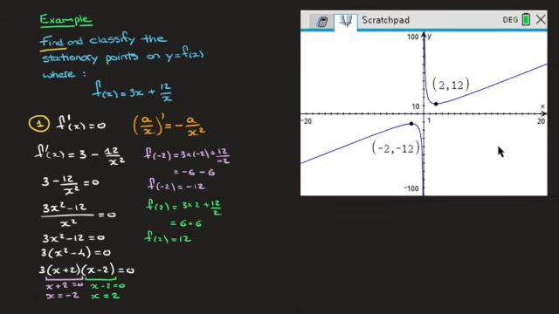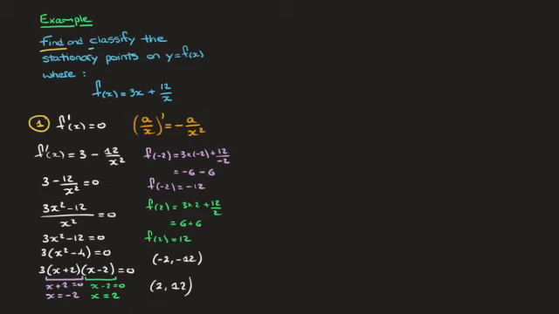And they have coordinates -2, -12, and 2, 12. Okay, now that we've found the stationary points, we move on to the second thing we had to do, and that was to classify them. And so I'll write a 2 at the top here.